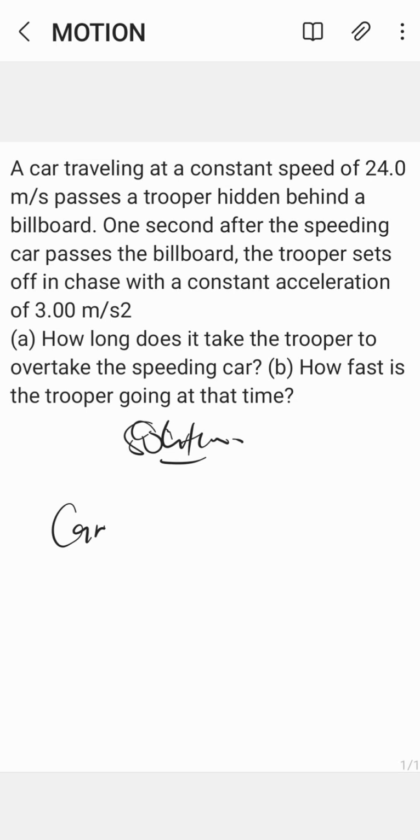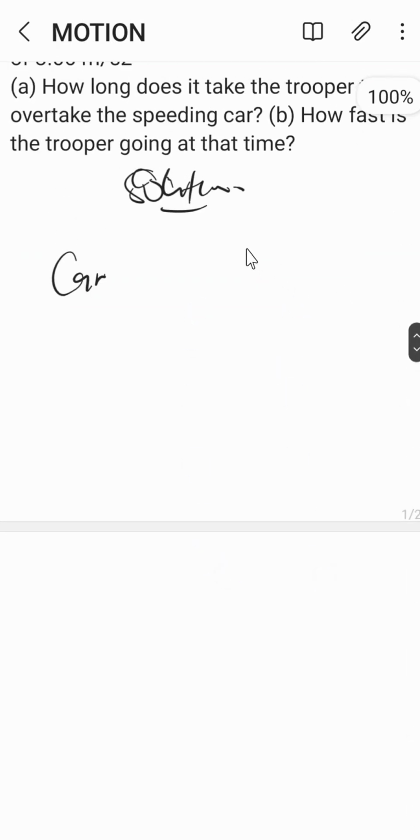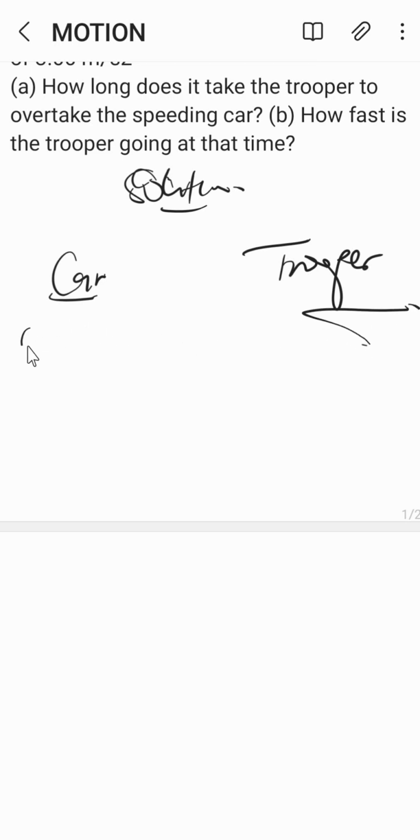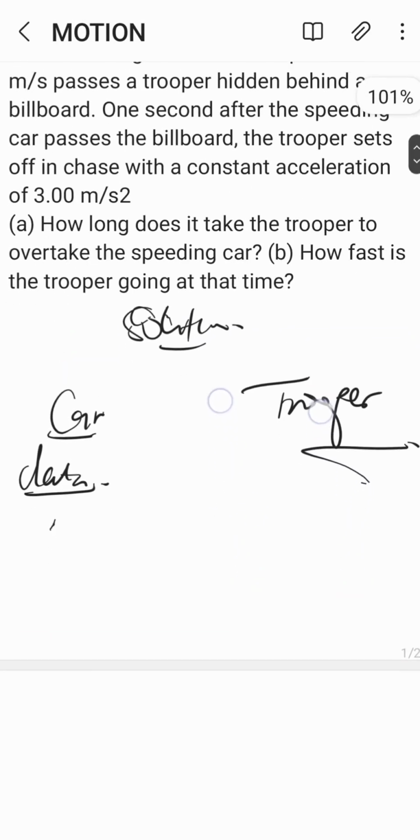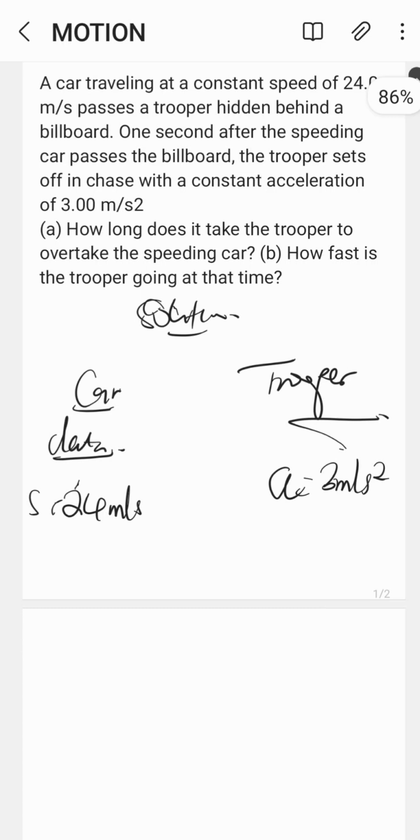All right, so we have a car and you have a trooper, right? Okay, so the data of the car is moving at what speed? At a constant speed of 24 meters per second, right? So 24 meters per second, that is the car's speed. The trooper has constant acceleration of 3 meters per second squared, right? Okay, so the question is, how long does it take the trooper to overtake the speeding car?